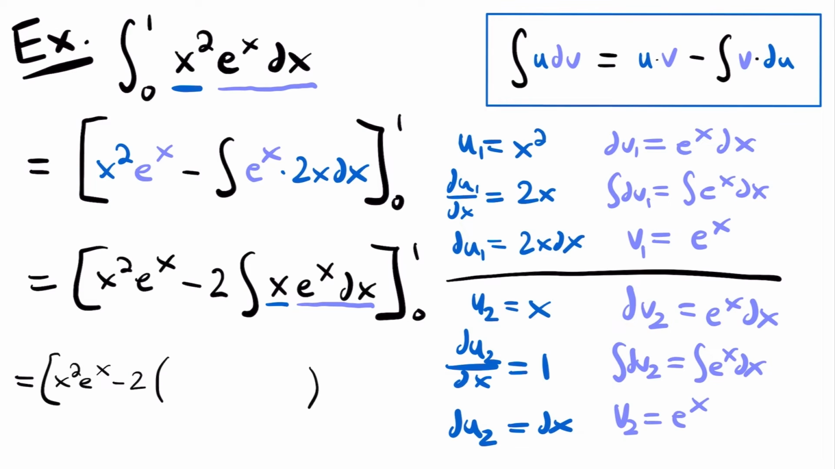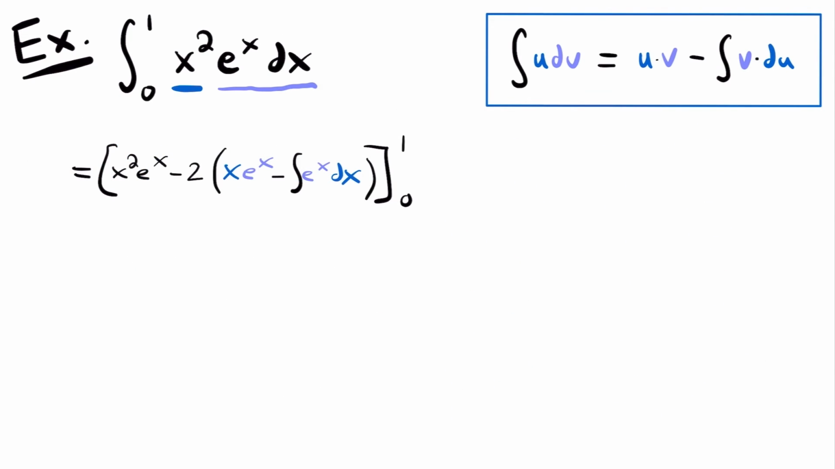Okay, so we're going to have u times v, so we'll have x times e to the power of x, so I'll write x times e to the power of x, and then we will subtract the integral of v, which is e to the power of x, times du, which is dx. And so I'll write dx. Okay? And so then remember that this is all evaluated from 0 to 1. Okay? And so if I clean up my work here, we can simplify.